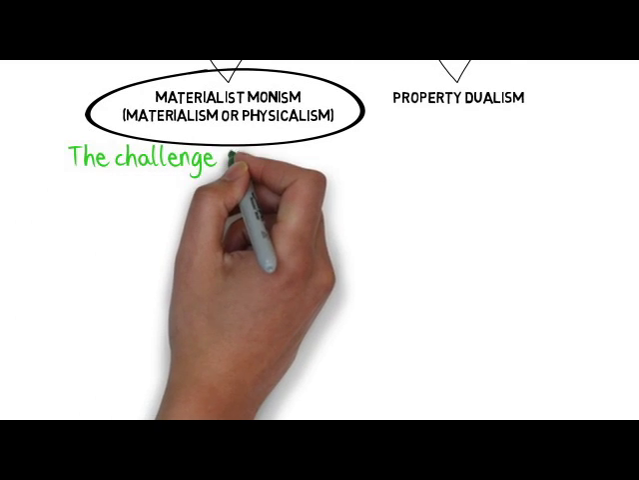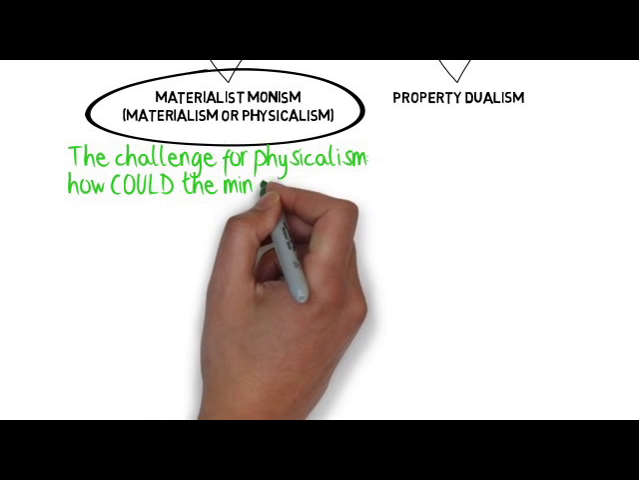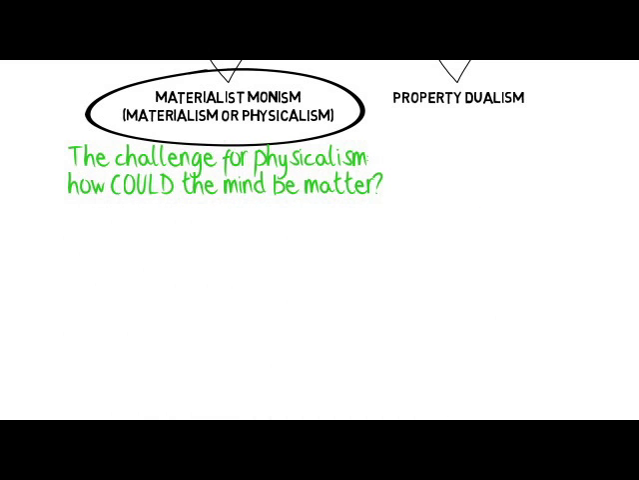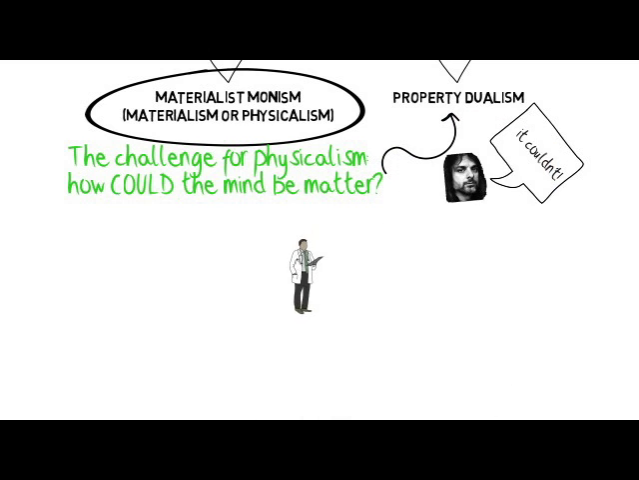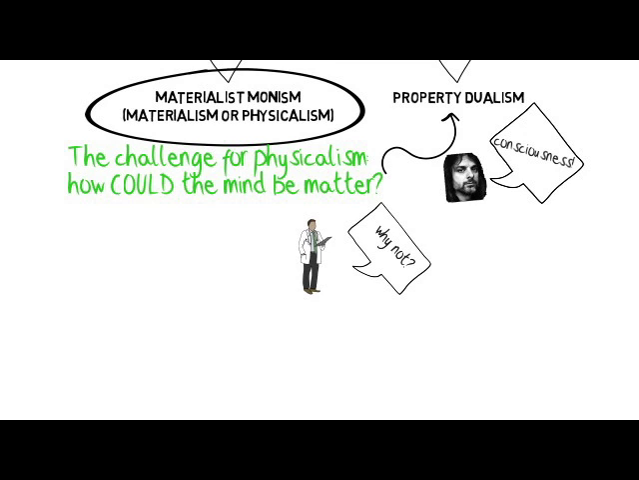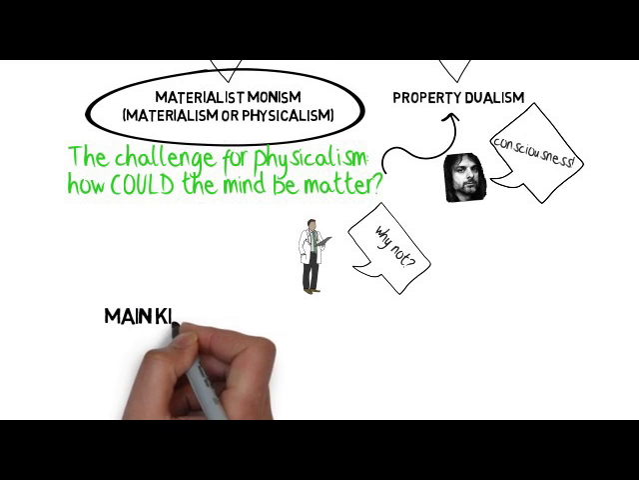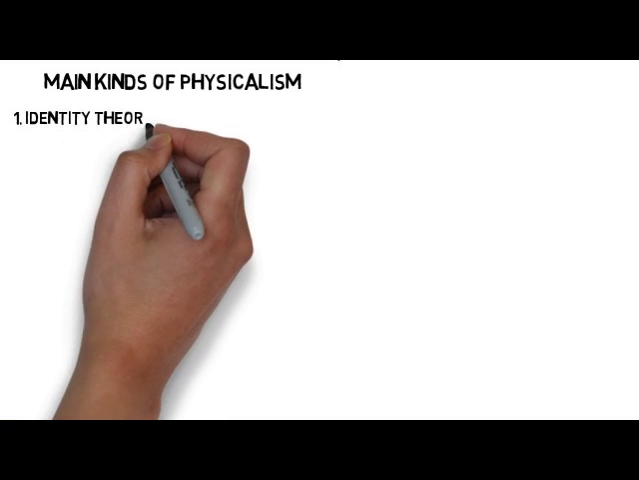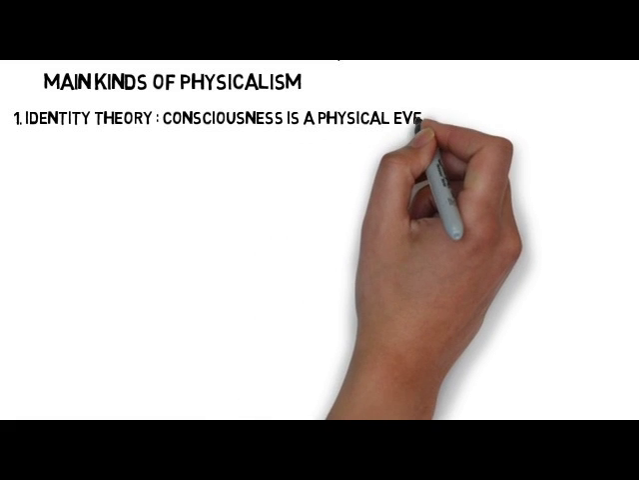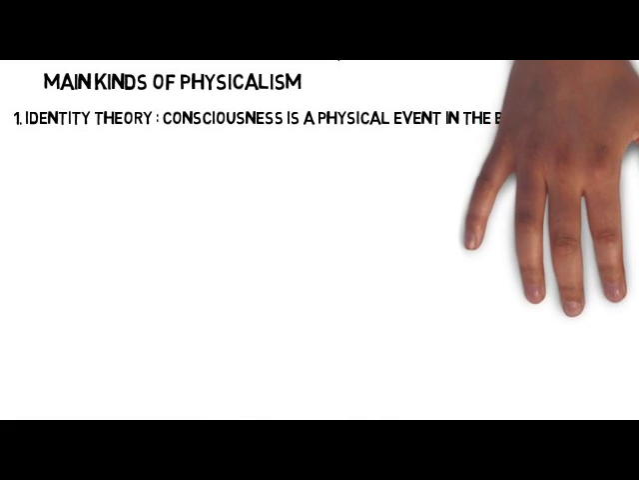Remember that the challenge for physicalism is to explain how the mind could be matter. Typically, philosophers such as David Chalmers become dualists when they conclude that the mind can't be just matter. And what typically leads them to this conclusion, these days at least, is reflection on consciousness. So let's look at how 4 main varieties of physicalism attempt to deal with consciousness. First, there is identity theory. According to identity theory, consciousness is identical with a physical event in the brain.